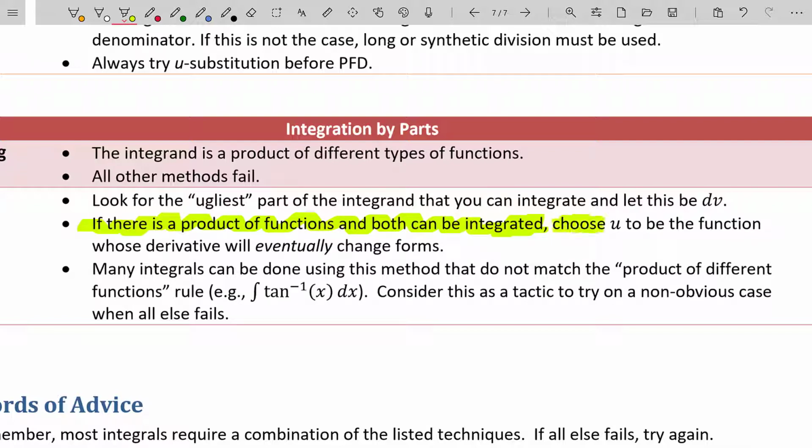At that point, instead of choosing dv, choose u, and choose u to be that function whose derivative will eventually change forms. So if it was an x sine of x, I would choose u to be x because I know its derivative will change forms to a constant. And I would choose dv to be the sine of x dx. Again, I would do that because I can integrate both x and sine of x, so it's a tie. So then I switch gears and start talking about what I need to differentiate.